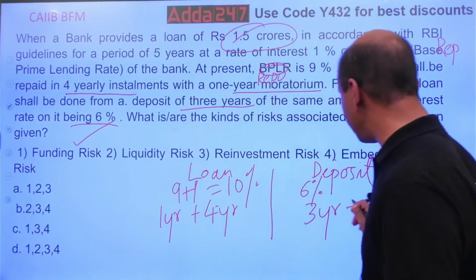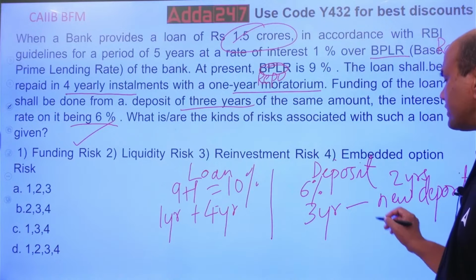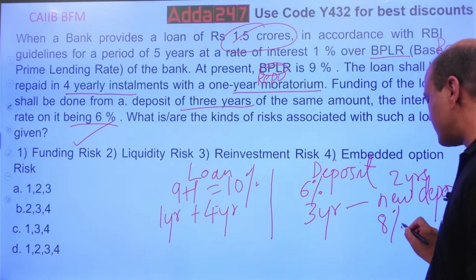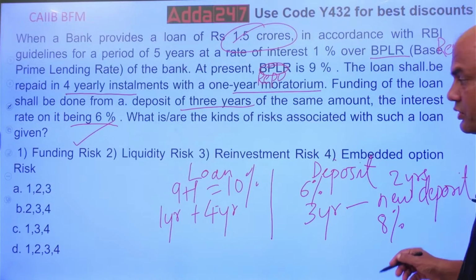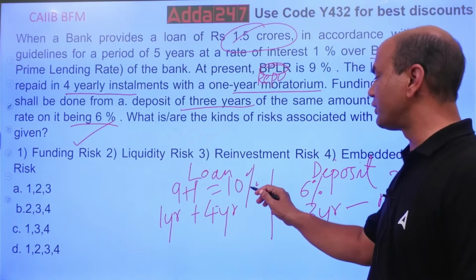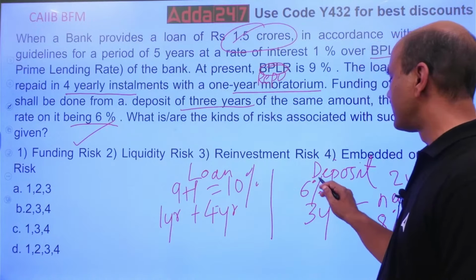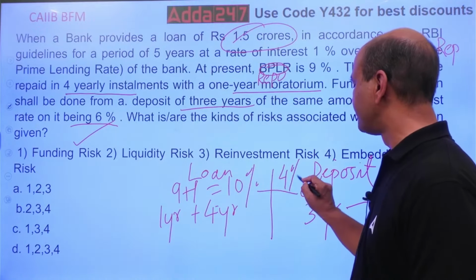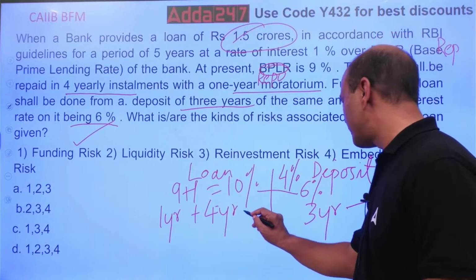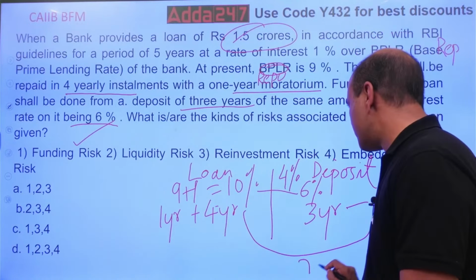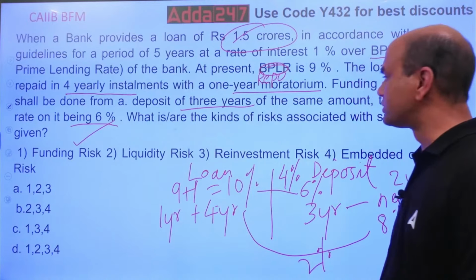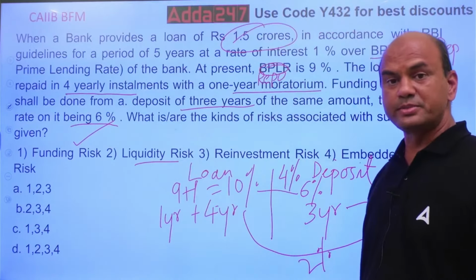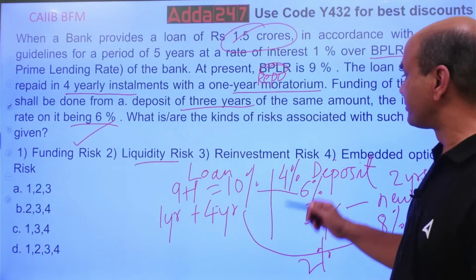Obviously, NII gap will be decreased here. Suppose I get a new deposit at, let's say, 8% after 3 years. So what is my NII over here? Here the NII was 10 minus 6, so it was 4%. But here that NII will be 10 minus 8, 2%. So my NII has reduced, my spread has reduced, isn't it?